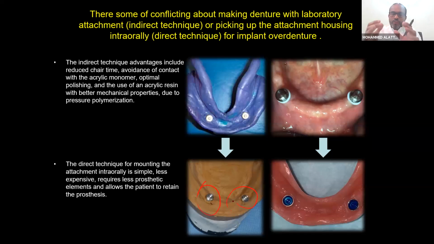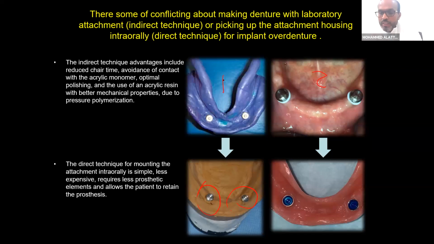But what are the disadvantages of the indirect? Shrinkage will happen, the polymerization shrinkage, and your prosthesis will not fit. You can do this choice or that choice. This choice is more accurate, and this choice is not as accurate, but you can use it for cases with uncontrolled forces, and also for cases where you don't need to spend a long time with them.